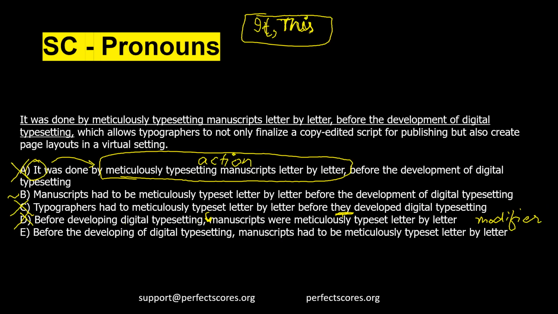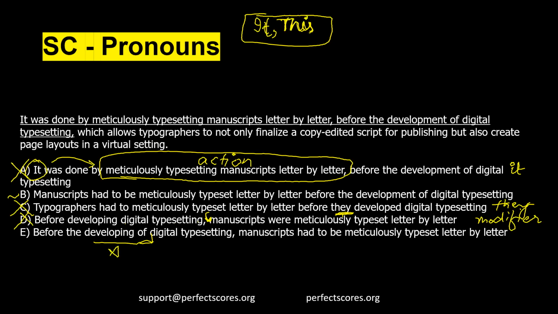And C was wrong because of the pronoun they. A was wrong because of the pronoun it. And E, before the developing of. Now, if you have a choice between developing and development, remember I told you always choose the noun form. And developing is the ing form. It's unnecessarily complicating matters. We don't need it.